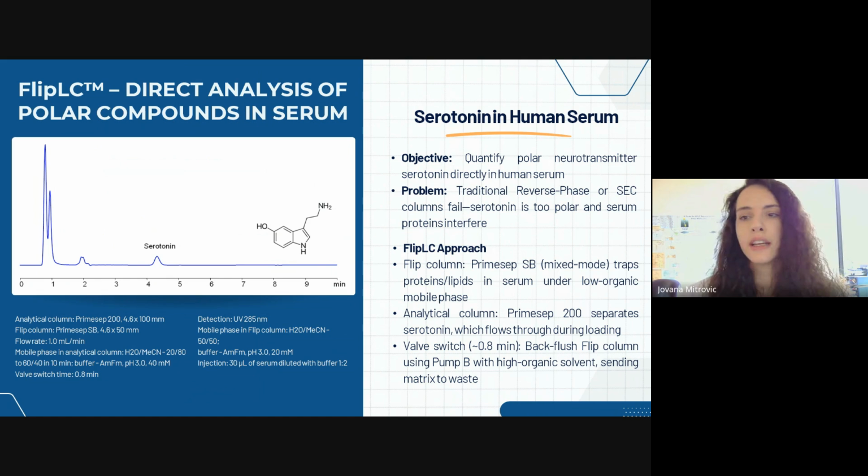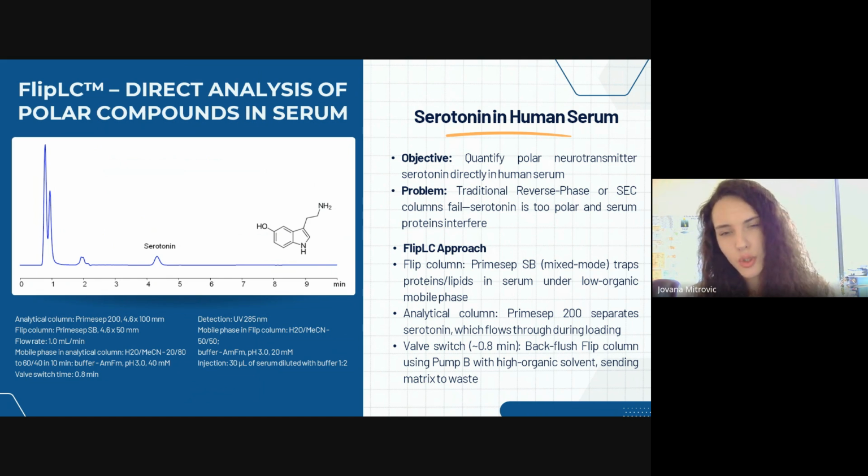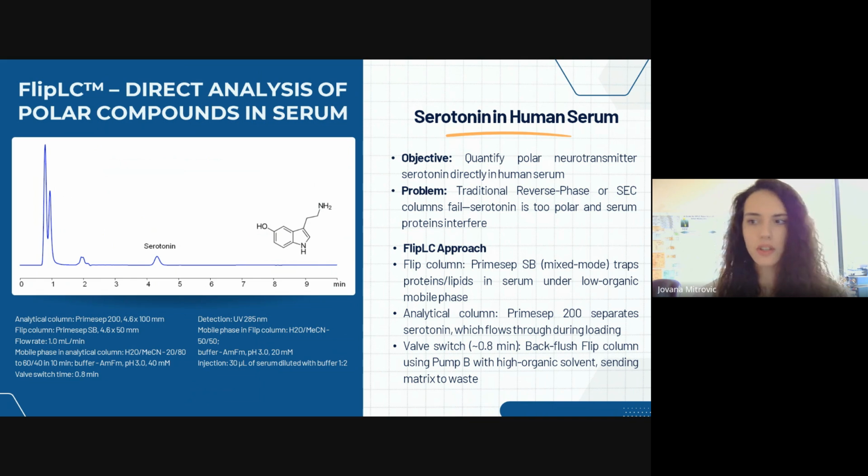And there are two reasons for that. Serotonin is too polar and elutes too early with no meaningful retention on regular traditional reverse phase columns. Serum itself is full of proteins and lipids that contaminate the column, interfere with detection, and cause carryover and fouling. With HPLC, we overcome both issues.